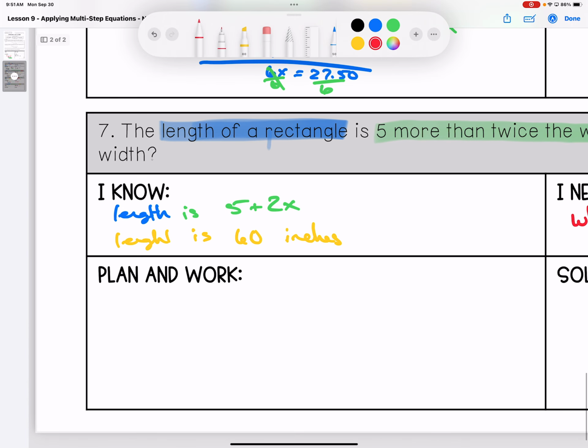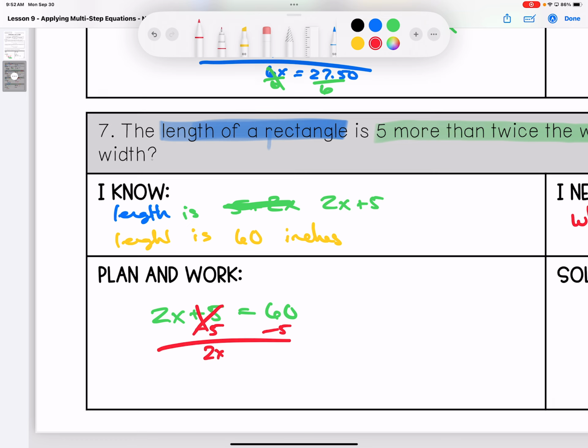The plan and work. So we have 5 more than 2x, or 2x plus 5, either way you want to write it. Let's write it the same way as last time. Let's go 2x plus 5 equals the total, which was 60. That's it. Undo your addition. You're left with 2x equals 55. And then you are going to divide by 2. x equals 27 and a half.